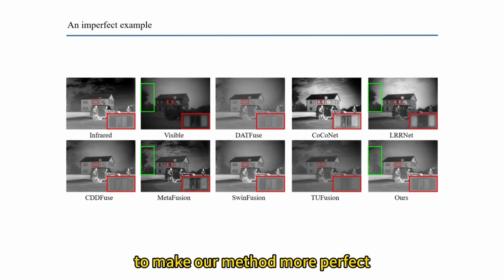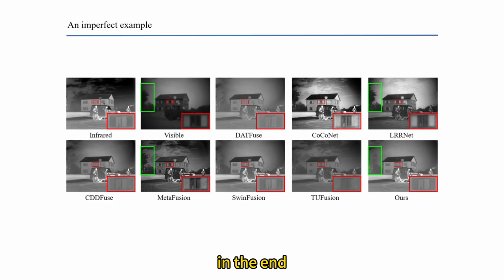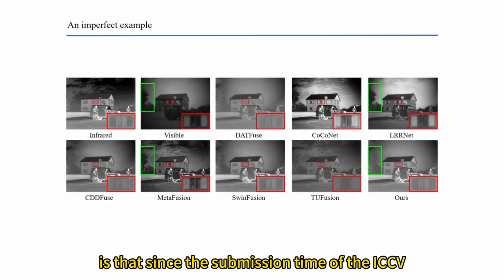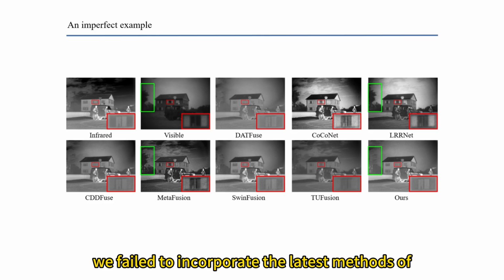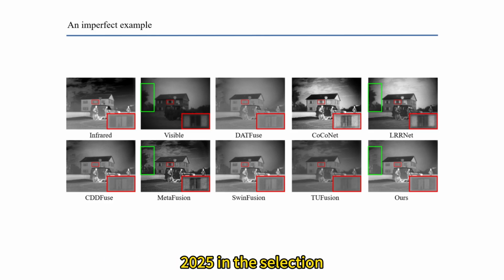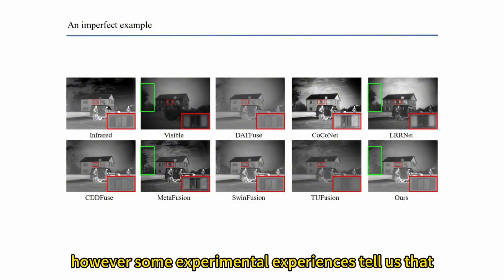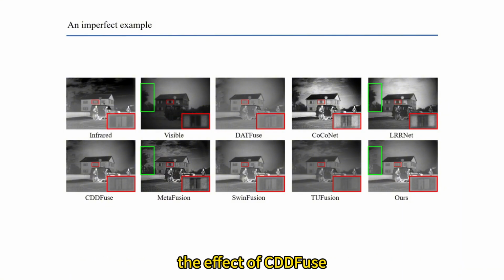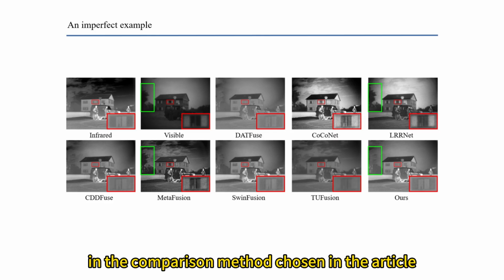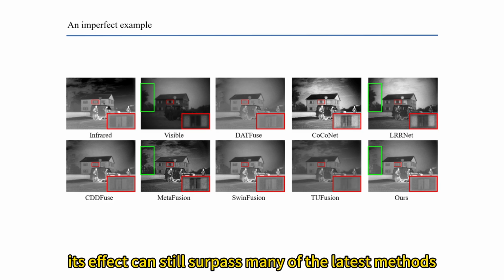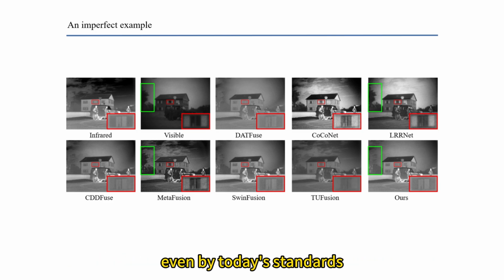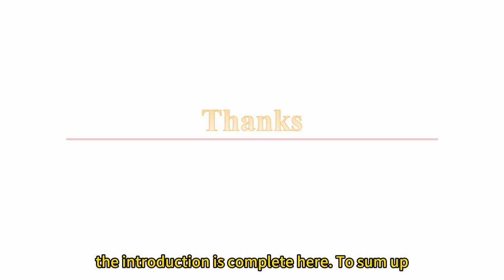In the end, what I need to add is that since the submission time of the ICCV is at the beginning of 2025, we failed to incorporate the latest methods of 2025 in the selection of comparison methods. However, some experimental experiences tell us that the effect of CDD fuse in the comparison method chosen in the article is indeed excellent. Its effect can still surpass many of the latest methods, even by today's standards. The introduction is complete here.